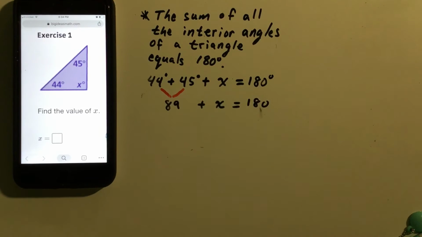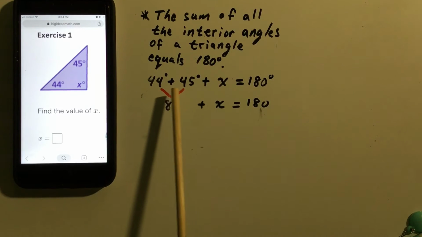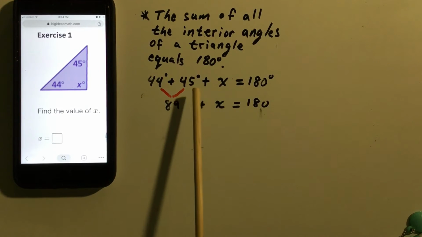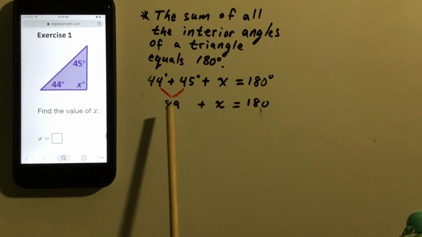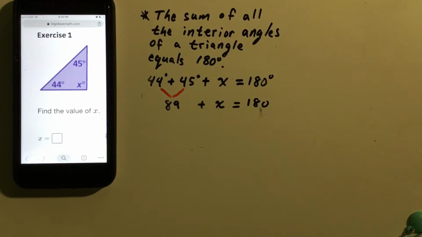All right, so in the next step of my solution, what I did is I combined like terms. In this case, the numbers that I could combine are 44 and 45, so I added those. 44 plus 45 gave me 89, plus something is going to give me 180 degrees. So the next step would be to solve for x in our final step.